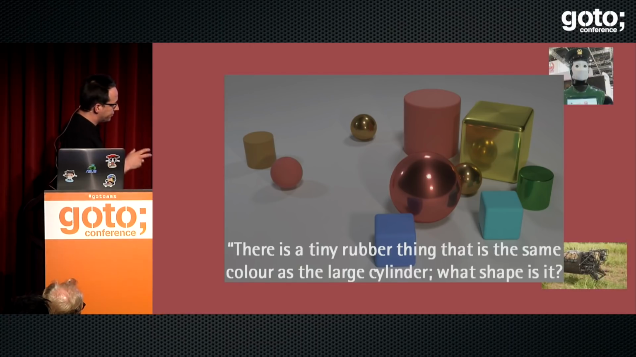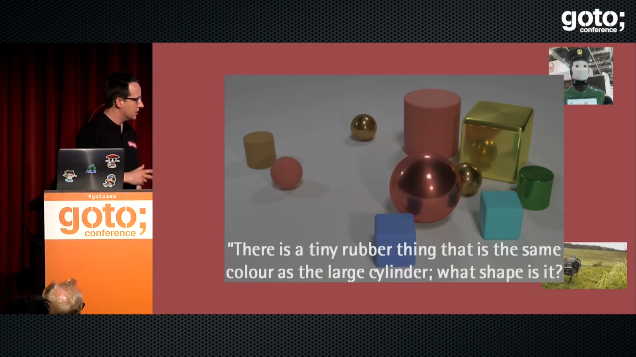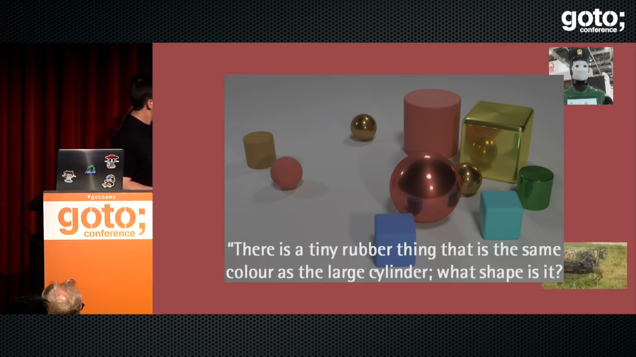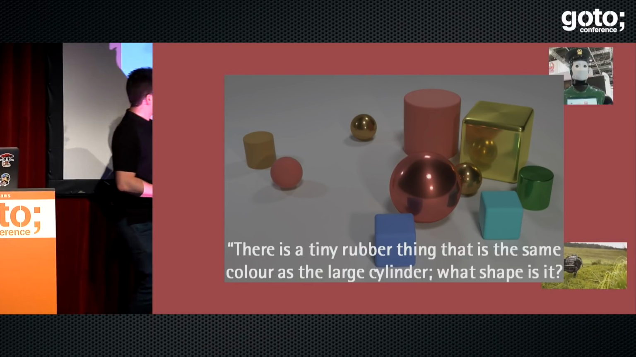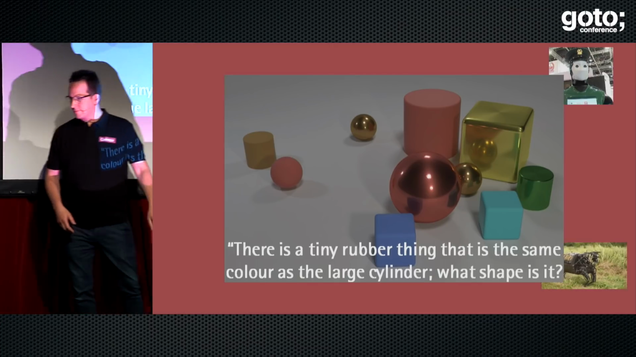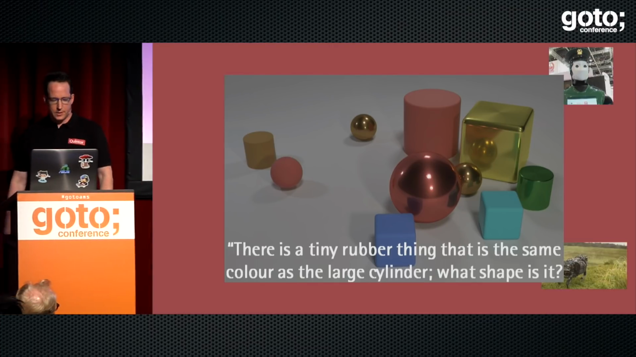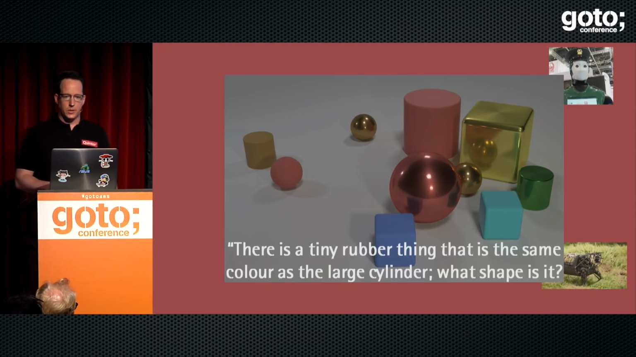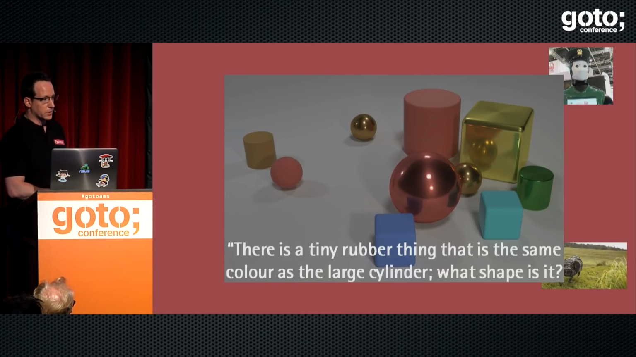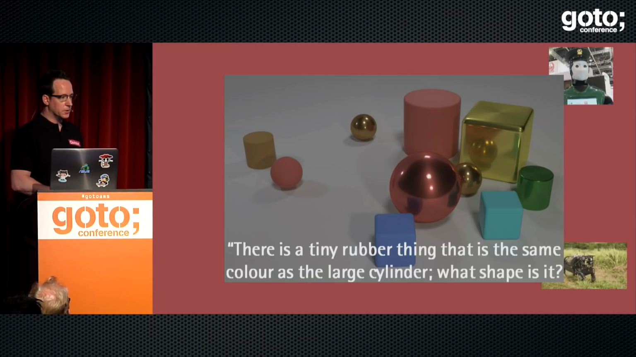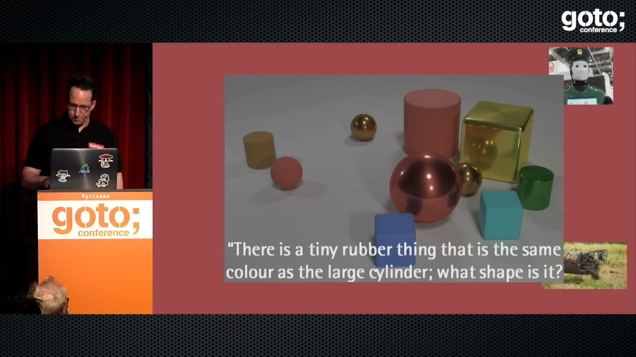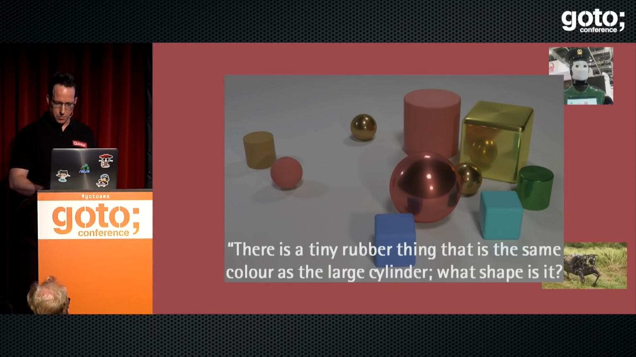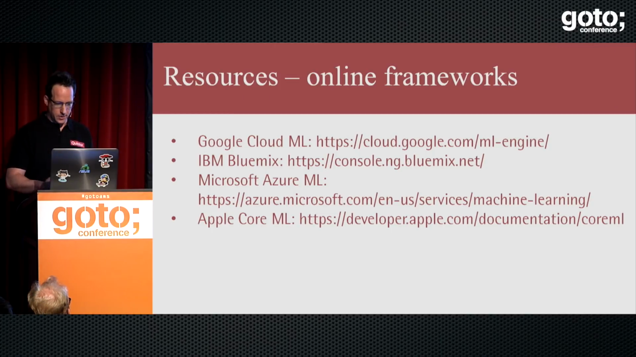There's a tiny rubber thing. It's the same color as a large cylinder. What shape is it? So, tiny rubber thing, the same color as this big thing. So, for us, it's already a few steps. And actually, they proved that they were capable of answering this question with quite better than human proficiency. So, yeah, we can expect a lot more in the near future regarding this.